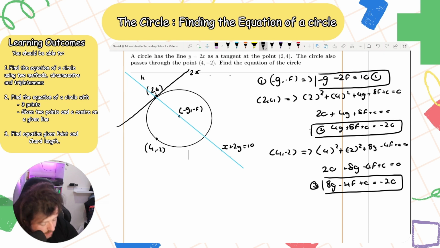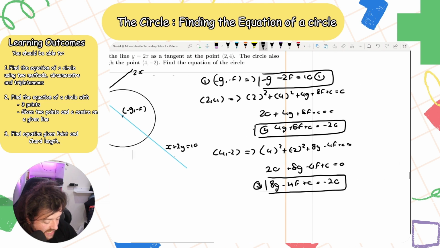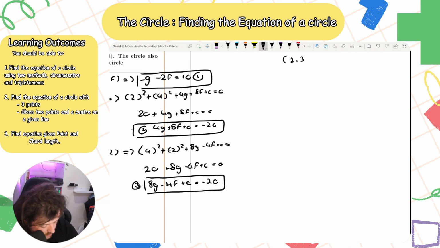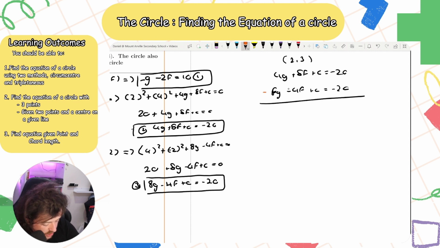So what I notice here, my first equation is in terms of g and f. Then my second and third equations are in terms of g, f, and c. So I want to make one more equation in terms of g and f. So I want to cancel out the c's in 2 and 3. So 4g plus 8f plus c is equal to minus 20. 8g minus 4f plus c is equal to minus 20. I am going to subtract these. That'd be minus 4g plus 12f is equal to 0. And there's my second equation.